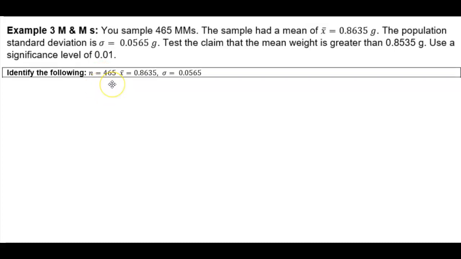N is equal to 465. The sample mean is 0.8635. And the population standard deviation is 0.0565.